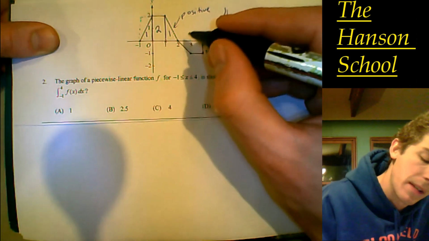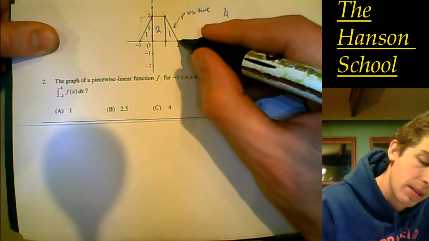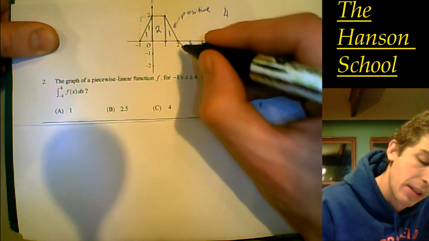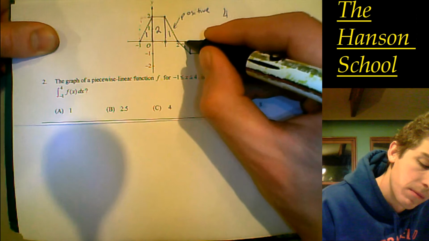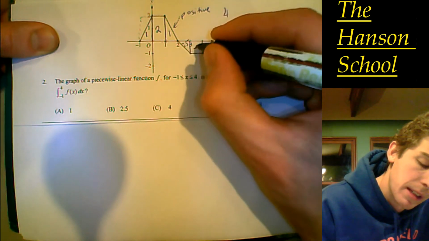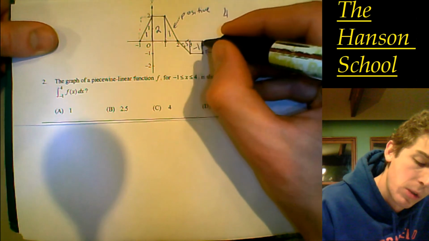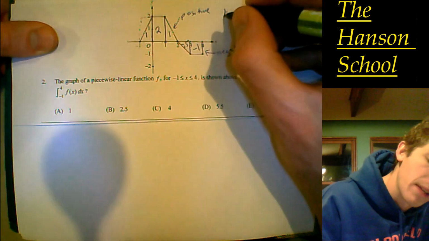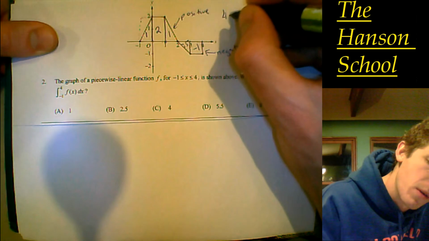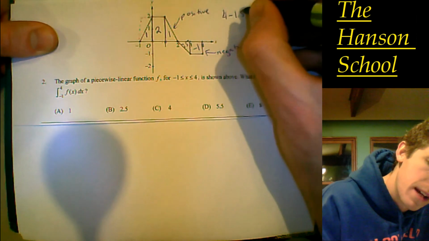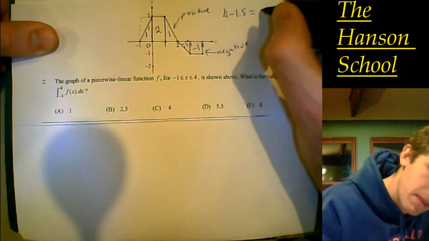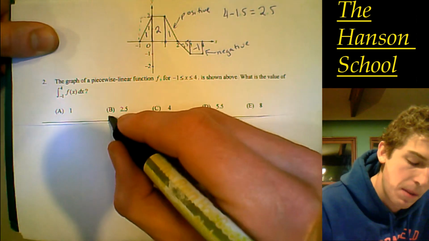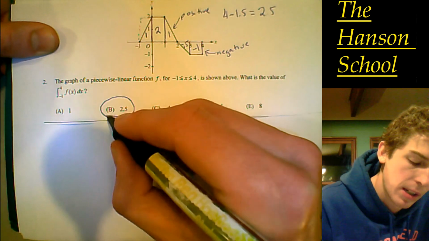Alright, now let's do the bottom one. Well, this triangle right here is 1 times 1. That would be negative 0.5. And this, it would be negative 1. Because 1 times 1. So the area of this thing right here is negative 1.5. So to get the area of the whole thing, it would be 4 minus 1.5, which is in fact 2.5. So your answer is B, which is 2.5.